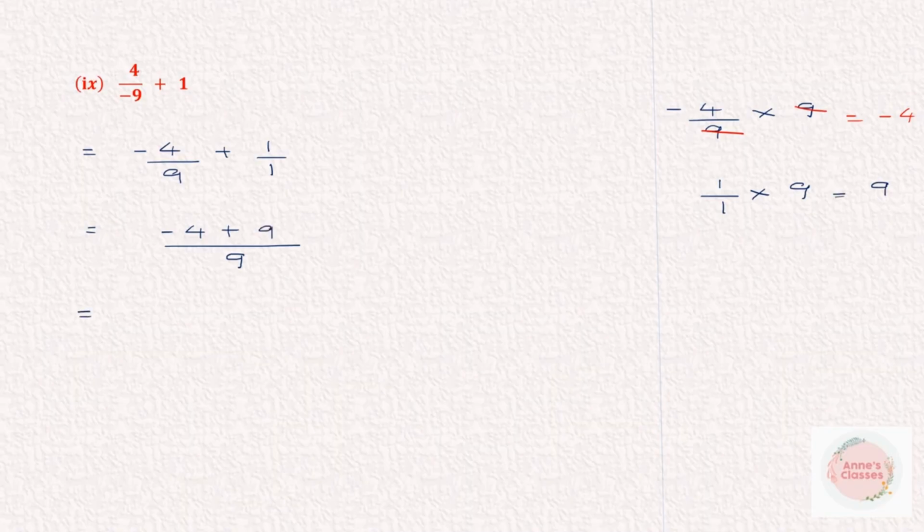Now the signs are different. Minus 4 plus 9. Put the sign of the bigger number. That is plus. Now subtract 9 minus 4. It is 5. 5 by 9. So what is our answer here? 5 by 9 is our final answer.